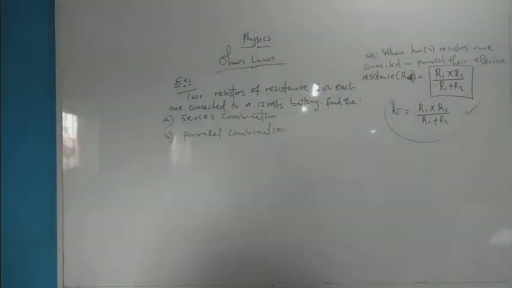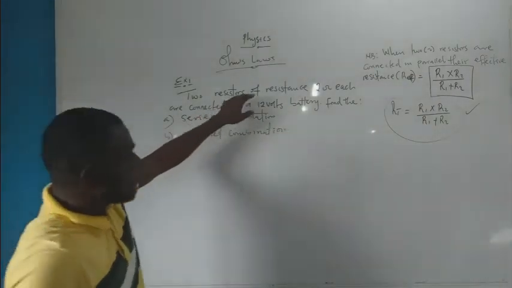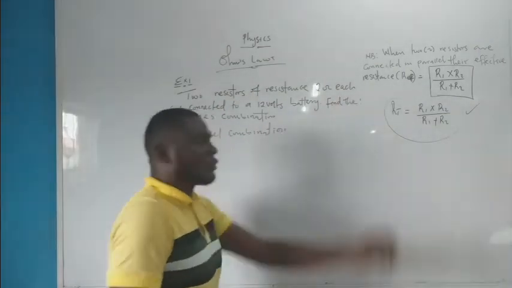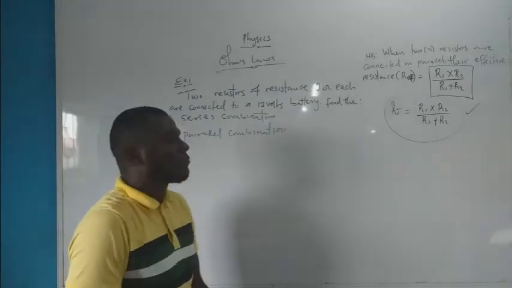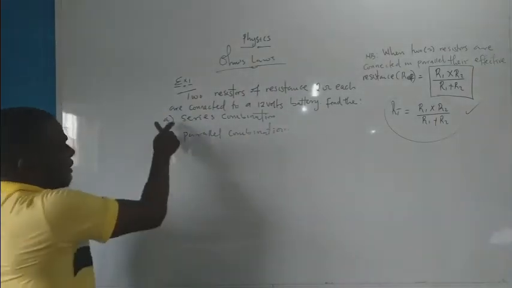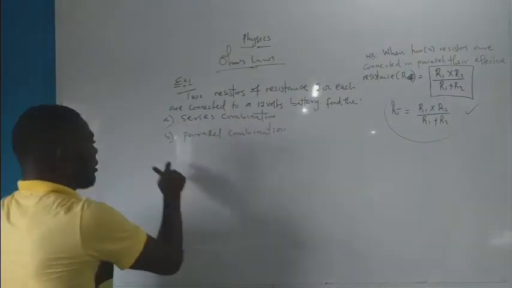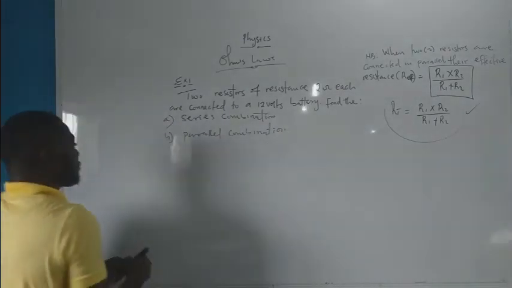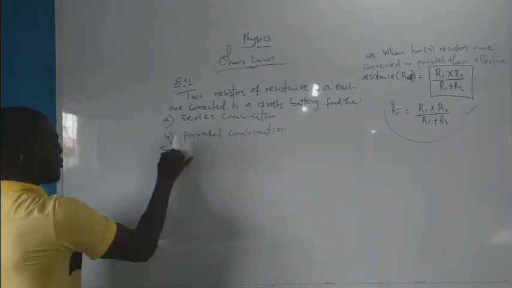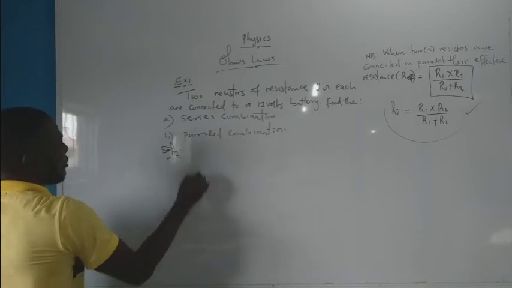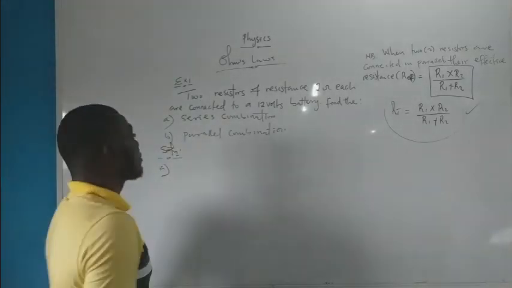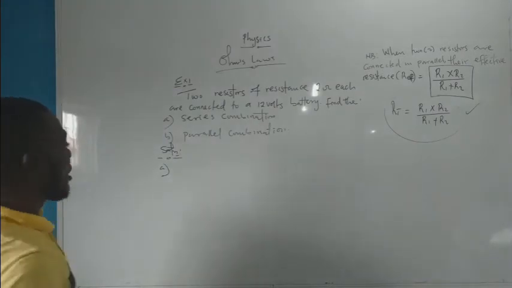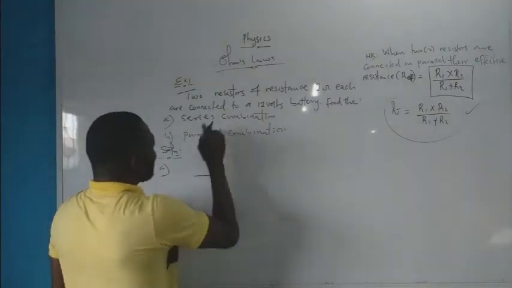Now, two resistors of resistance 2 ohm each are connected to a 12-volt battery. Find A, series combination, and B, parallel combination. Solution. A: you have to draw the circuit diagram. Draw the circuit diagram.